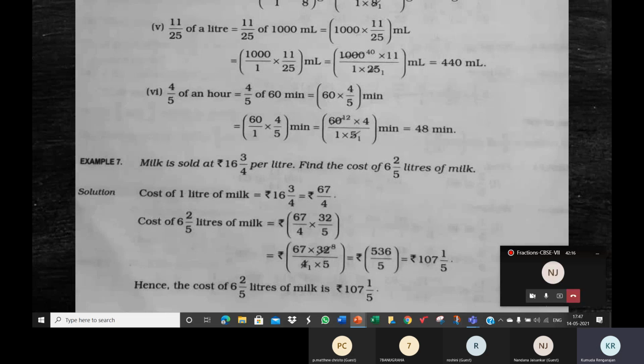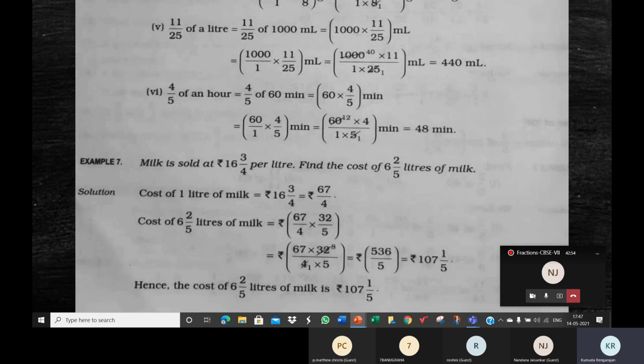So if 1 liter is 16 rupees, 4 liters will be 16 plus 16 plus 16 plus 16. You must give the milkman 16 rupees 4 times because you're buying 4 liters. 1 liter plus 1 liter plus 1 liter plus 1 liter. So you should give him 64 rupees. What is repeated addition? Multiplication. You've seen this in your lower classes.